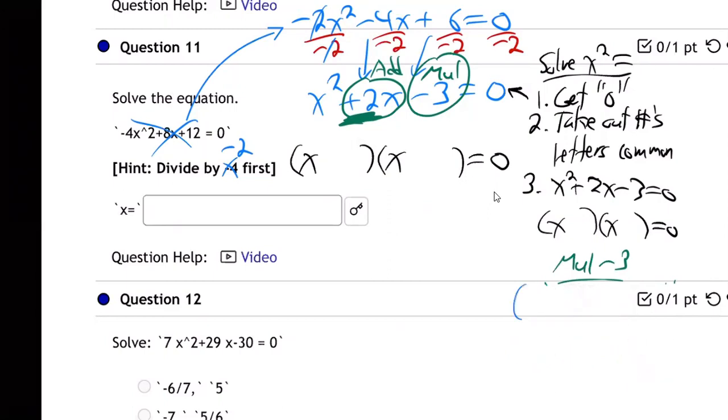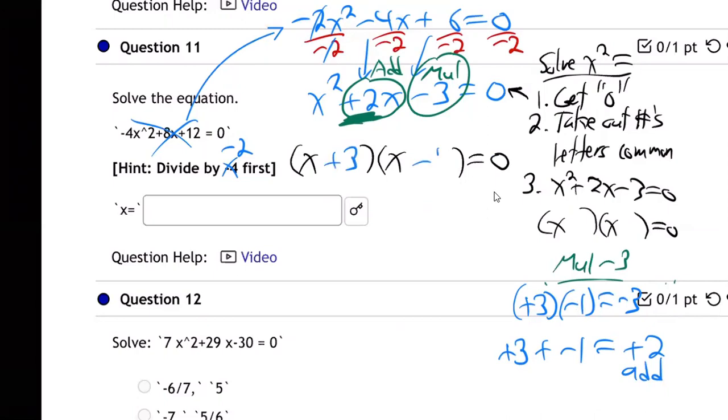Try that again. They add to be plus 2, so it's plus 3 and minus 1. Multiply to be negative 3. And plus 3 plus minus 1 adds to be plus 2. There we go. So it's plus 3 and minus 1. Those multiply to be negative 3, and they add to be plus 2. Whatever sign is in the middle always goes on the bigger.